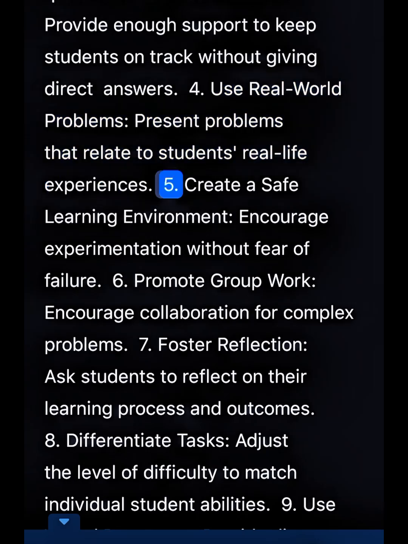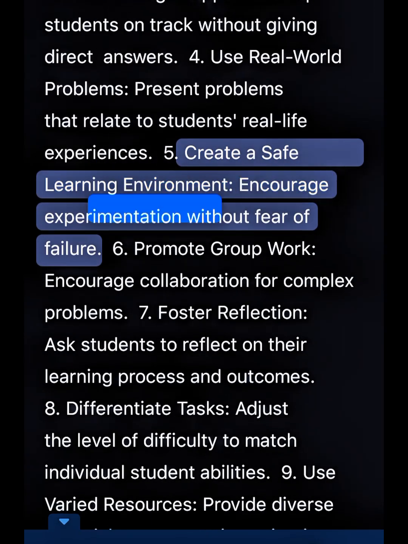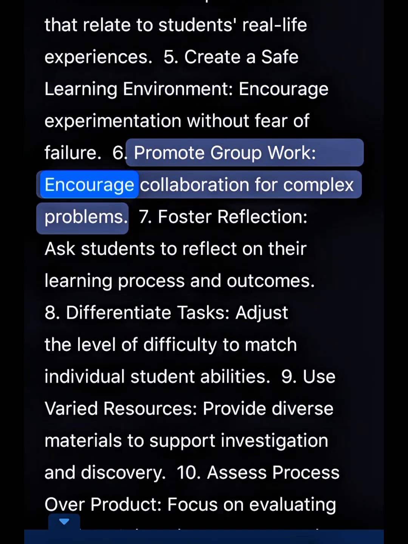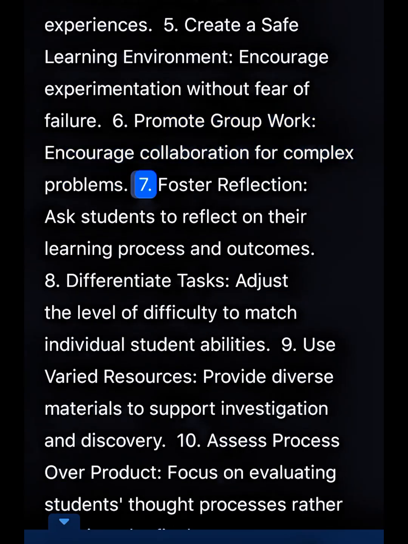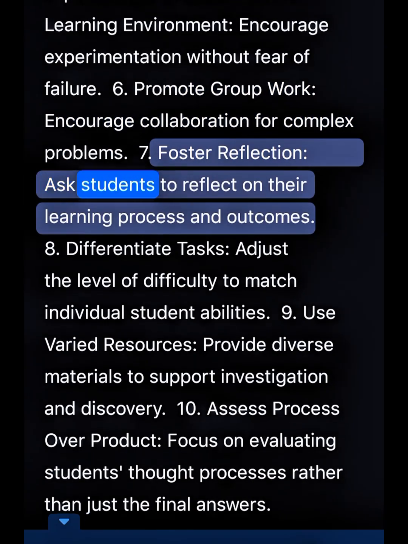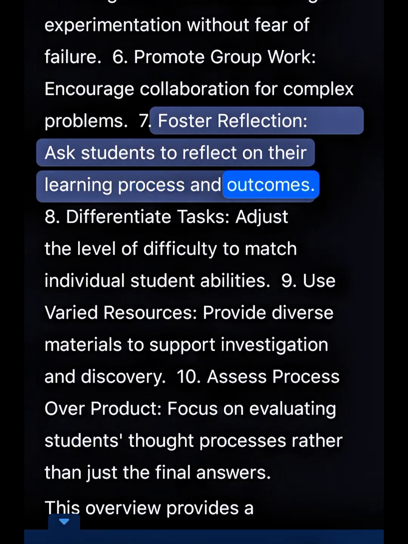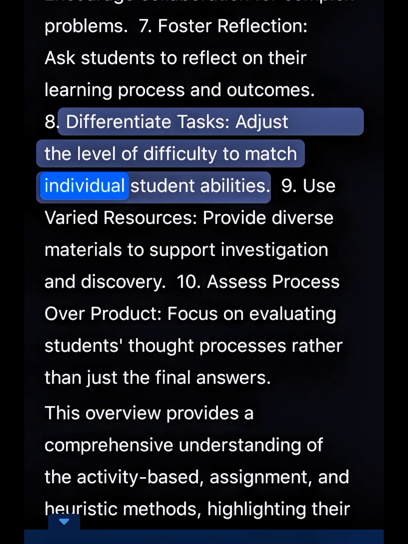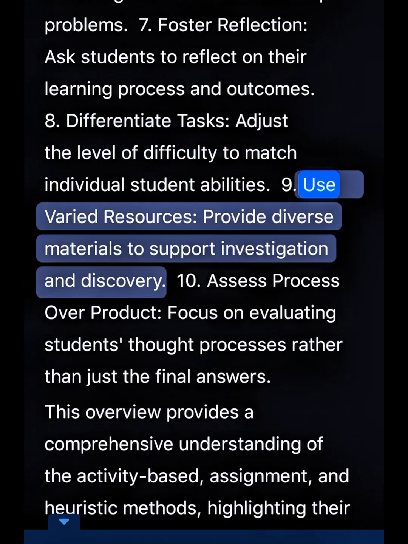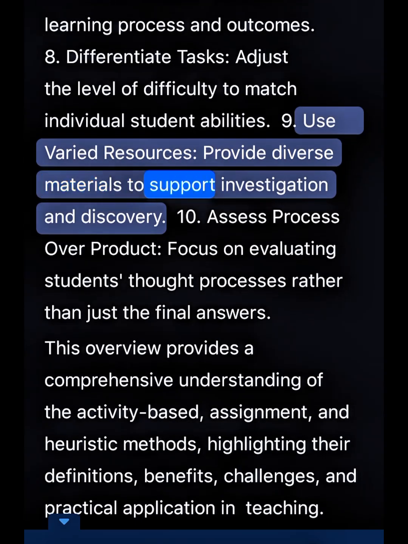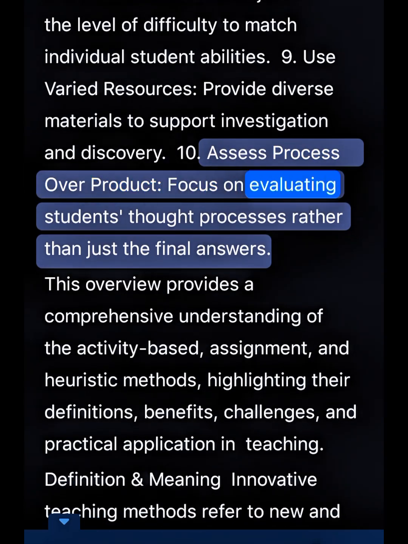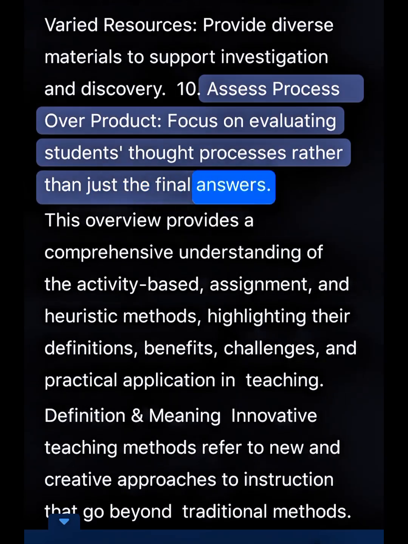5. Create a safe learning environment. Encourage experimentation without fear of failure. 6. Promote group work. Encourage collaboration for complex problems. 7. Foster reflection. Ask students to reflect on their learning process and outcomes. 8. Differentiate tasks. Adjust the level of difficulty to match individual student abilities. 9. Use varied resources. Provide diverse materials to support investigation and discovery. 10. Assess process over product. Focus on evaluating students' thought processes rather than just the final answers.